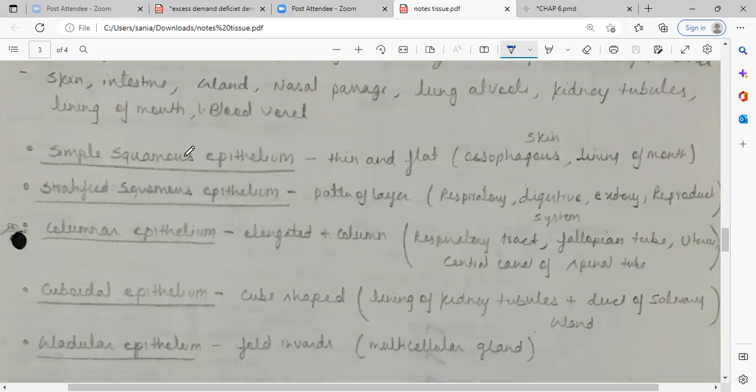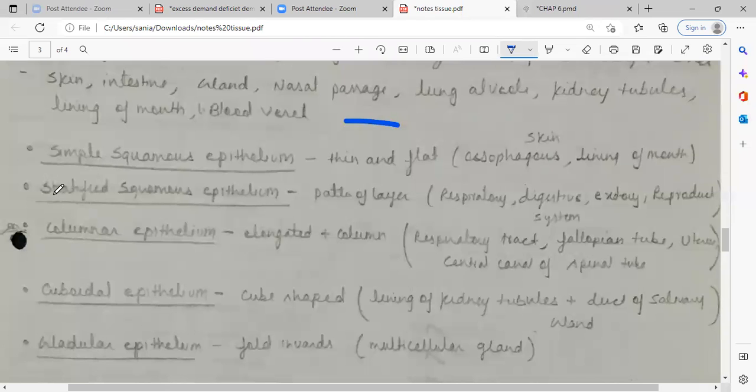These examples. Epithelium, you already know, is a layer. But you have different types of epithelium. For example, in the esophagus, which is your food pipe, you have a different epithelium. In the respiratory tract, you have a different epithelium. So basically, we have simple squamous epithelium, then stratified squamous epithelium, then columnar epithelium, cuboidal epithelium, and glandular epithelium. So simple squamous epithelium is thin and flat, where it is present in skin, esophagus, and lining of mouth.